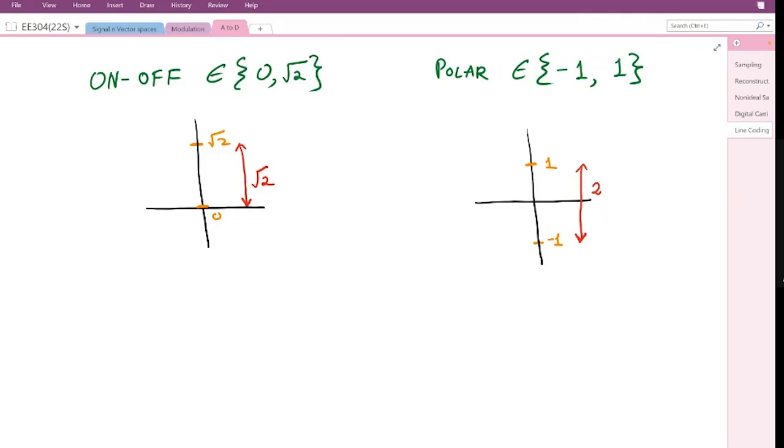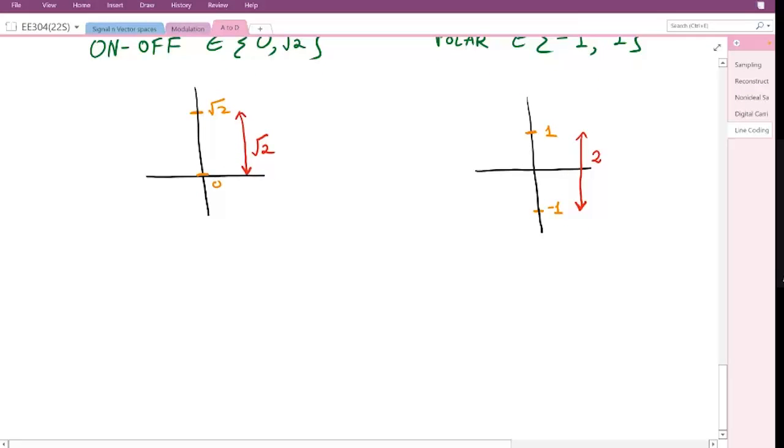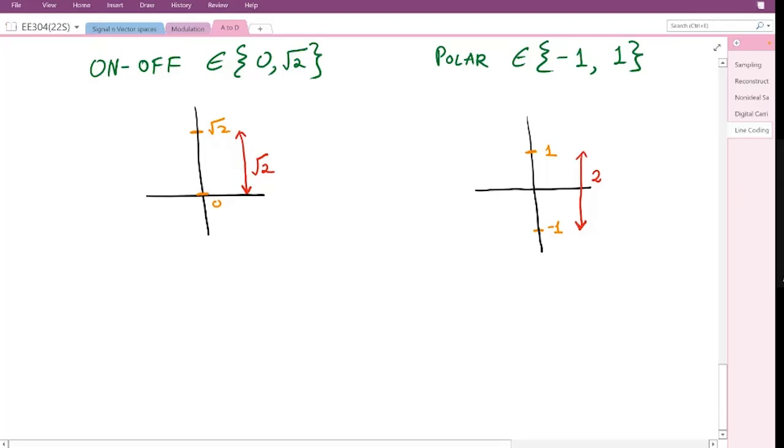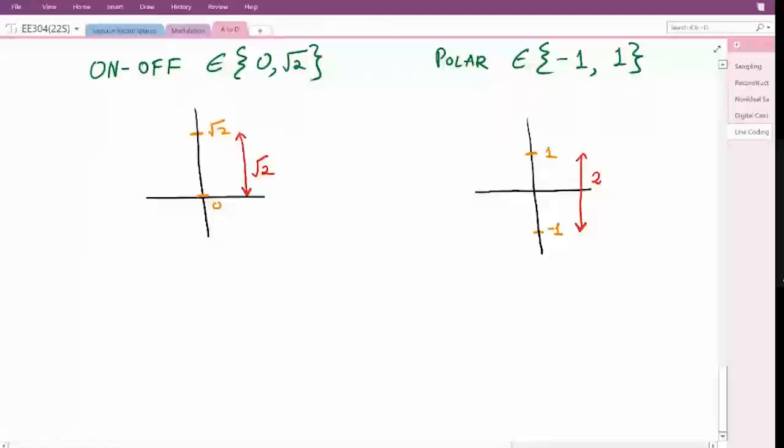So Srishti, do you have an answer? I will say that the second one is better because there is more gap between the two levels, so the noise won't be able to affect it. Yes, in this sense, the probability of one level confusing with the other will be less in the polar case than in the on off case, because the two levels are far more separated in the polar case than in the on off case.